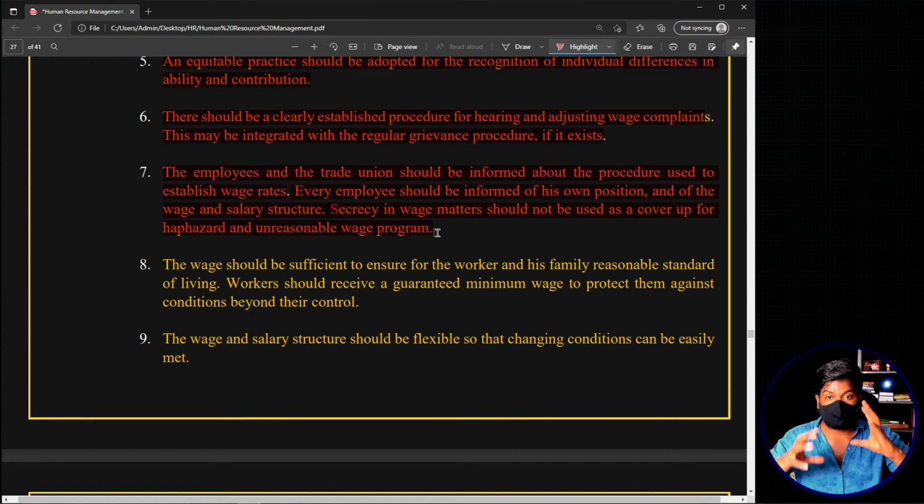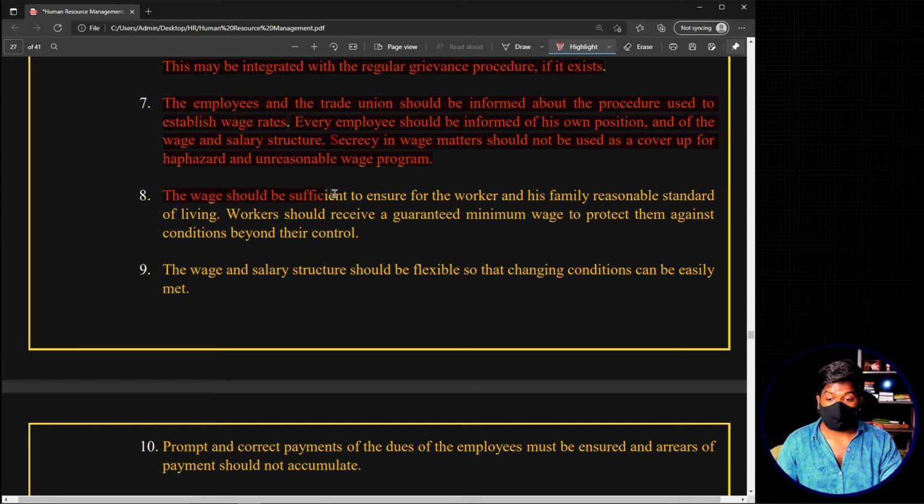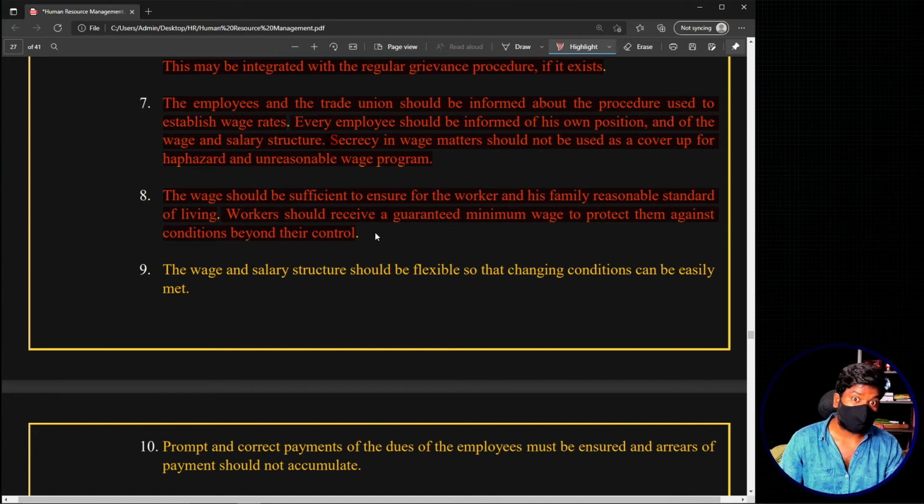So basically, an employee must be completely aware or completely informed about all his wages, all his salaries and all these things. Now, the next principle is the wage should be sufficient to ensure for the worker and his family a reasonable standard of living. Workers should receive a guaranteed minimum wage to protect them against conditions beyond their control. So in this particular principle, we are saying that you always have to follow the minimum wages. That means you must pay the employees at least the bare minimum amount for subsistence.